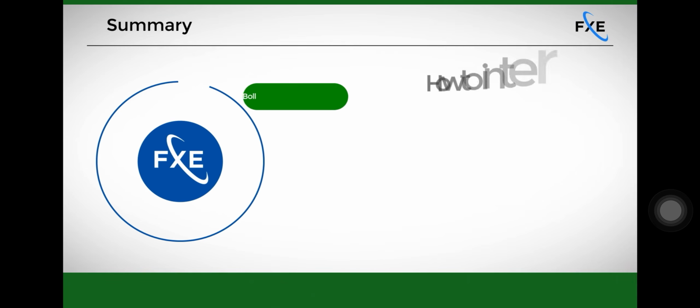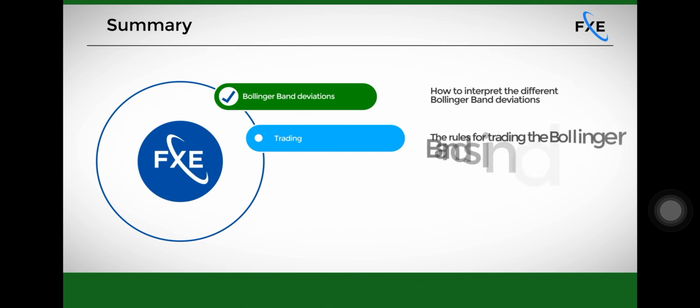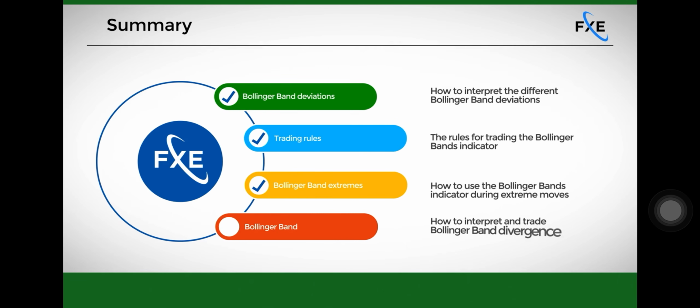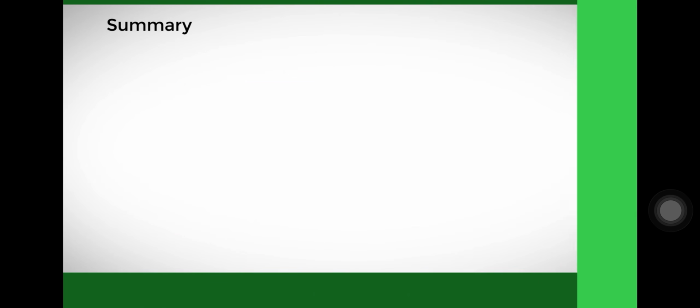In this lesson, we've learned how to interpret the different Bollinger Band deviations. We learned the rules for trading the Bollinger Bands indicator. We learned how to use the Bollinger Bands in extreme moves. And finally, we learned how to interpret and trade Bollinger Band divergence. This concludes section 5 of trading indicators.